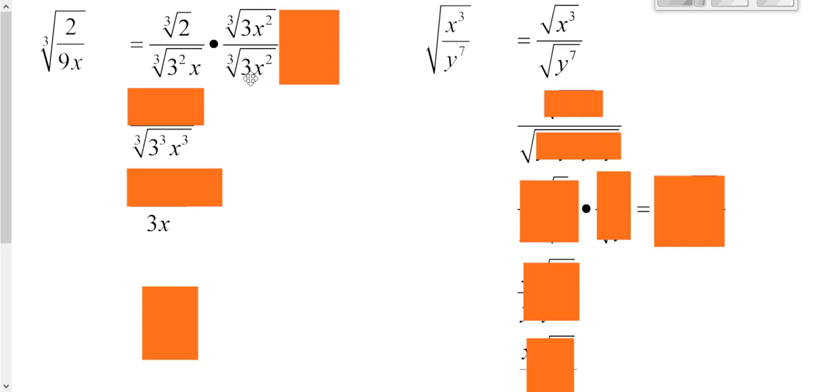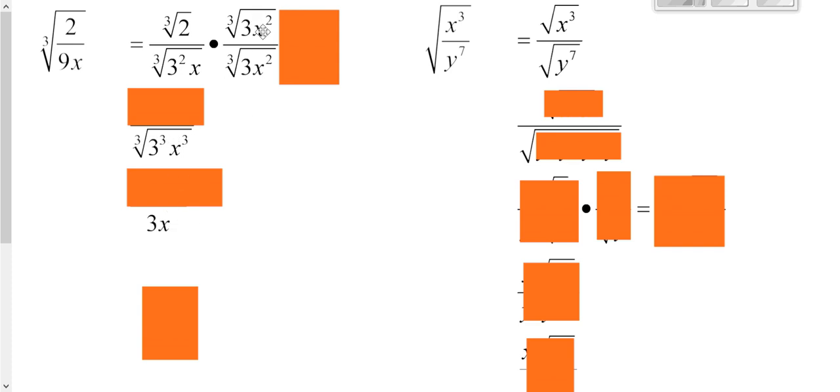So I'm going to multiply the bottom by the cube root of a 3x squared, and if I multiply the bottom by that, I could also multiply the top by that, because I can only multiply by special forms of 1. So multiplying out the bottom, we do get this, and then that bottom, your cube root would cancel out all your cubing, leaving you only with a 3x.